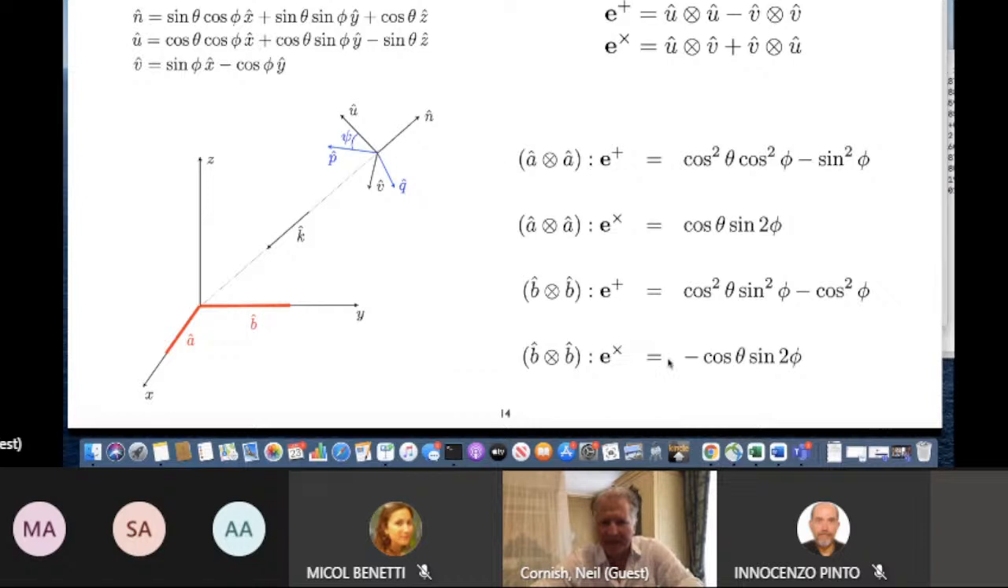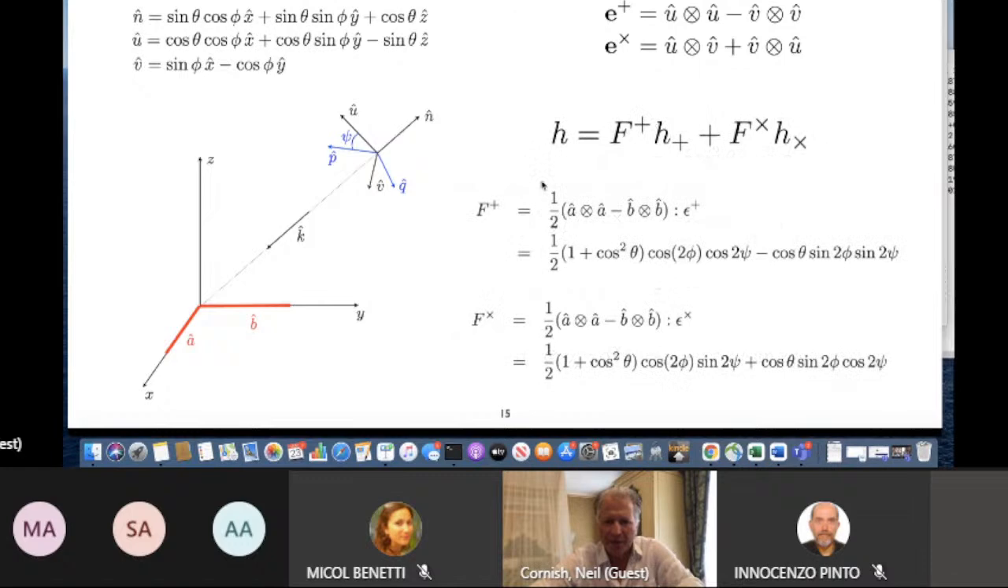And when you put it all together, you then get the total response is just what we call F plus, F cross, the antenna pattern for the cross polarization, and just a simple bit of algebra, you get the response function here for a ground-based gravitational wave detector in the theta and phi direction with a polarization angle psi.